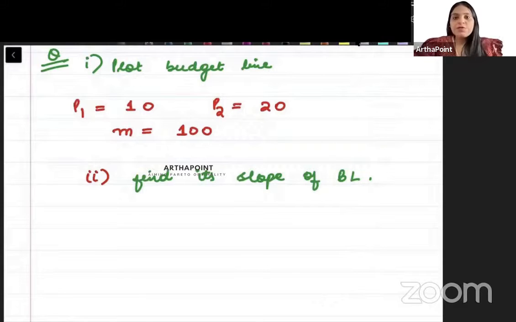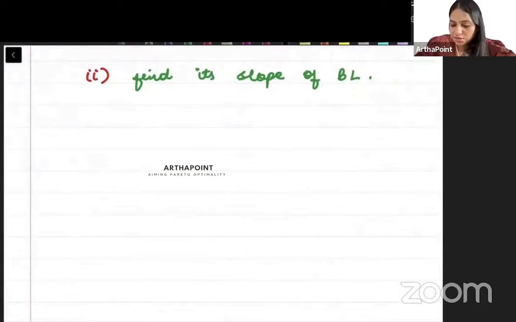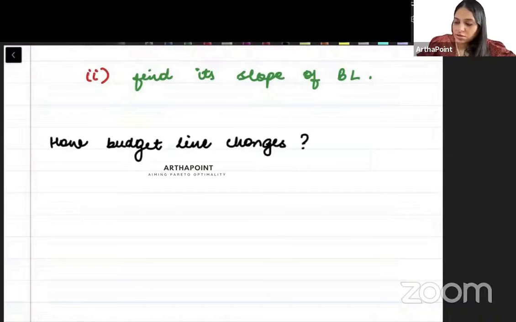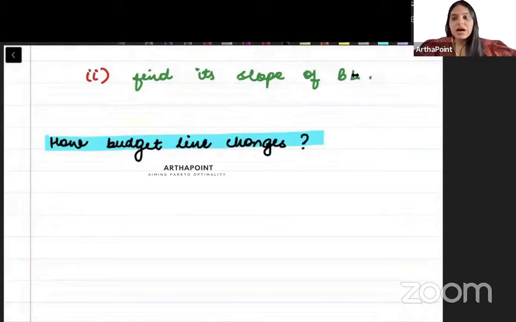So today we are going to see another important part of budget line: how budget line changes. Okay, beta, I want to ask an important question today. We have seen how to plot a budget line. ये हमने कल देखा था. In today's lecture, I want to ask how budget line changes.